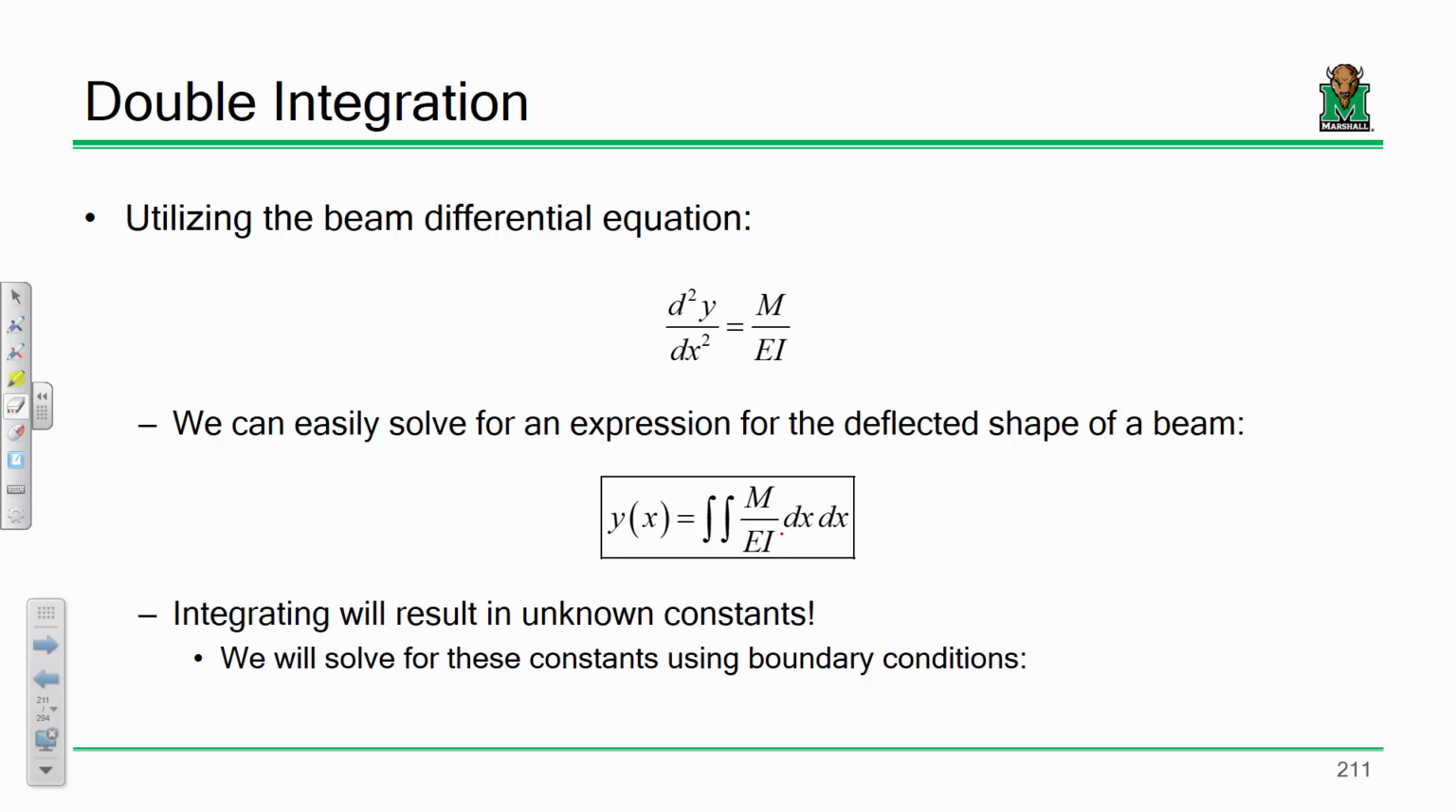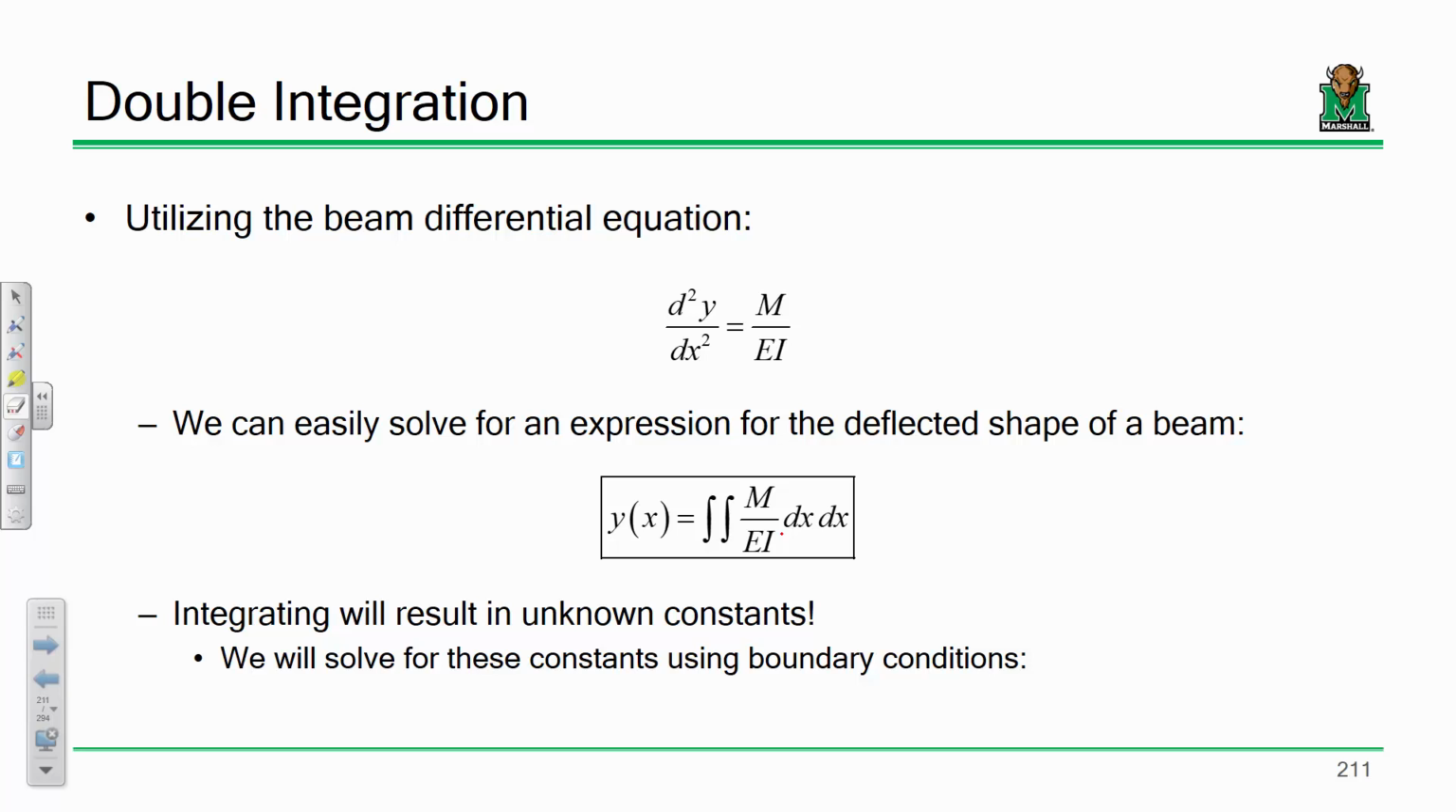So this method is the double integration method. It's sometimes called the direct integration method. So here's our beam deflection differential equation. If I want to solve for y, if this is the second derivative, we'll just integrate that twice. And bam, there's y, okay? And that is, in a nutshell, the direct integration method. It's that simple, okay?